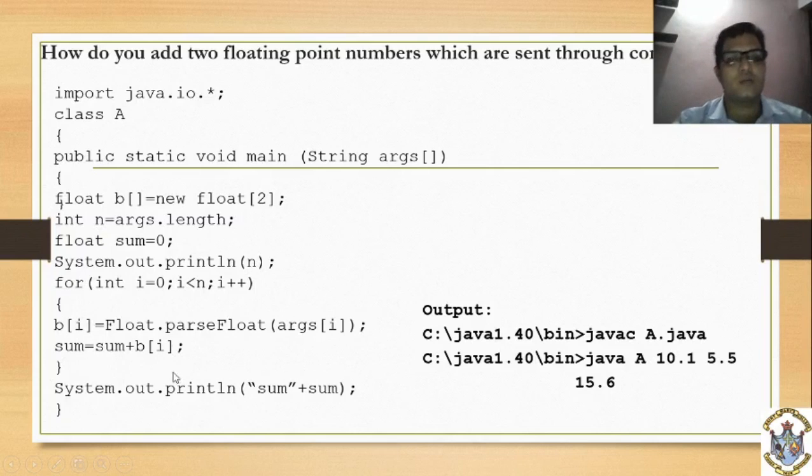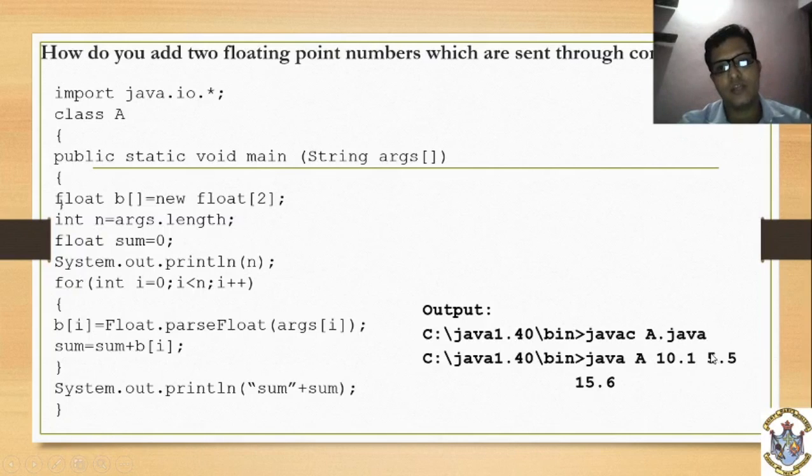Okay, now I have saved this file. How to save this file? A.java. After saving this, how to compile? javac A.java. Now there is no error, right? Now please observe here, I want to run my program: java A. What is our program? Command line argument. Before pressing the enter key, I am supplying the values 10.1 and 5.5.